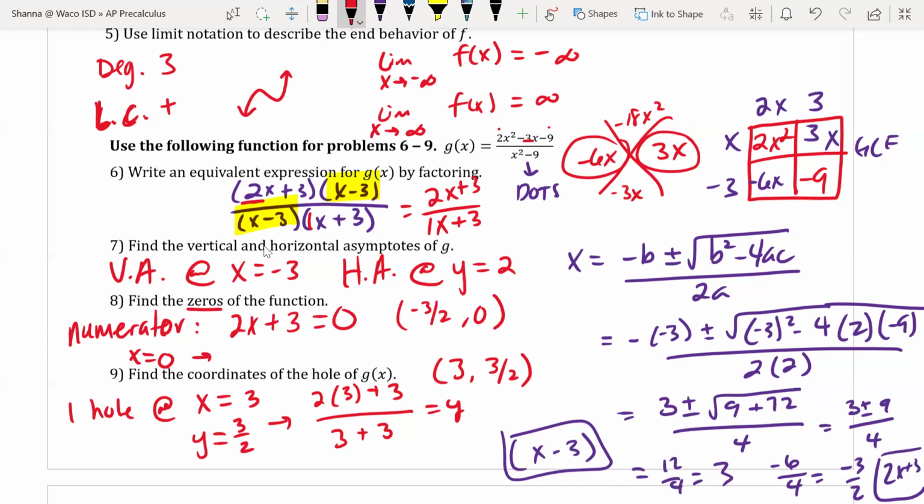3 over 3 is what? 1. So therefore my y-intercept is at 0, 1. Okay? So we now found all of our zeros. We found our x-intercept and our y-intercept. We found our zeros. These are all the things that you need to be able to do with a polynomial function, because they're all fair game for a multiple choice question without a calculator.